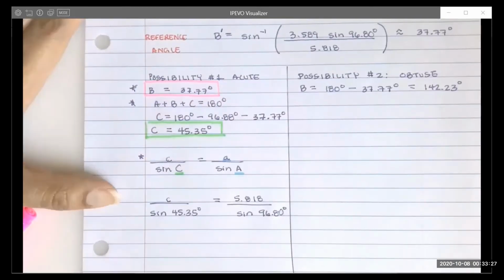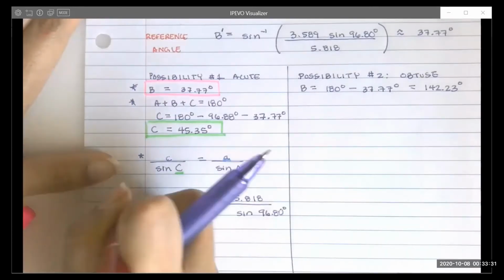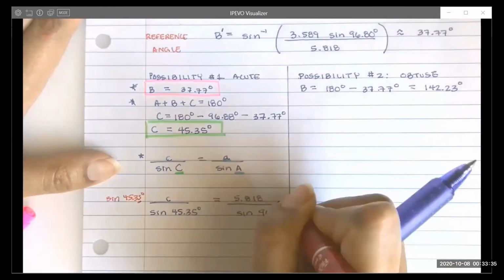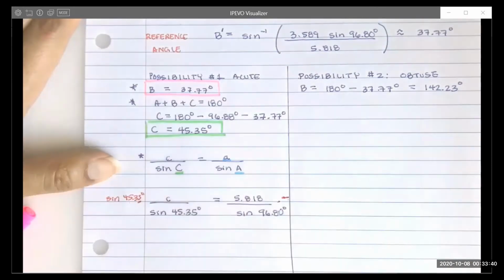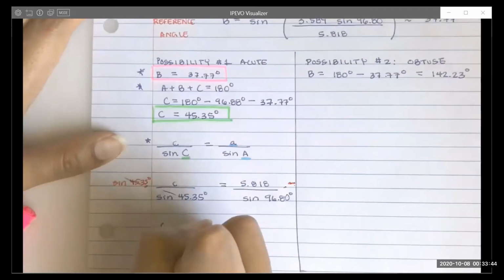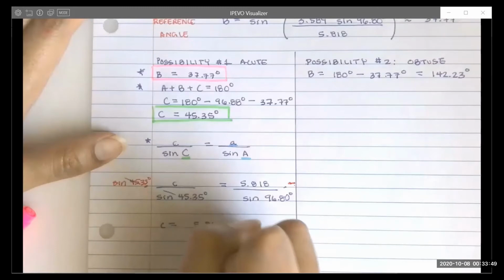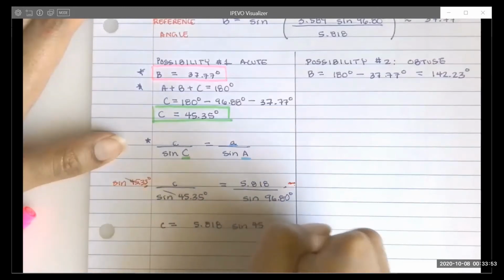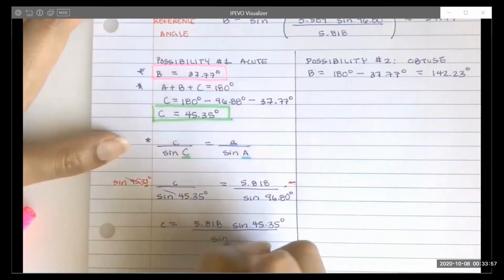So again, since we're solving for C, just multiply both sides by sine of 45.35. And it's not going to fit in there, so I'm going to write dot, dot, dot, but then the dot, dot, dot is referring to the same quantity. So these are going to cancel, and we're going to get that side C is 5.818 times sine of 45.35 degrees divided by sine 96.80.